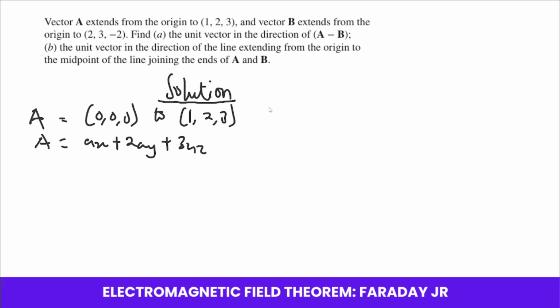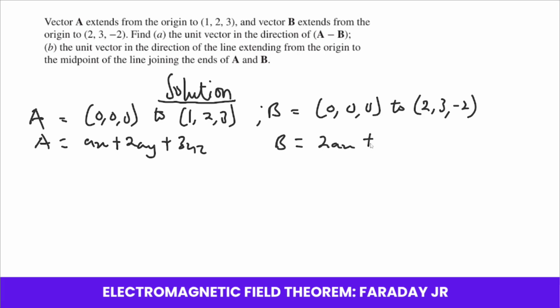So our vector B will also come from the origin to a certain coordinate (2, 3, -2). So rewriting the vector, you get 2ax plus 3ay minus 2az. Okay, the question is telling us to find the unit vector in the direction of A minus B.